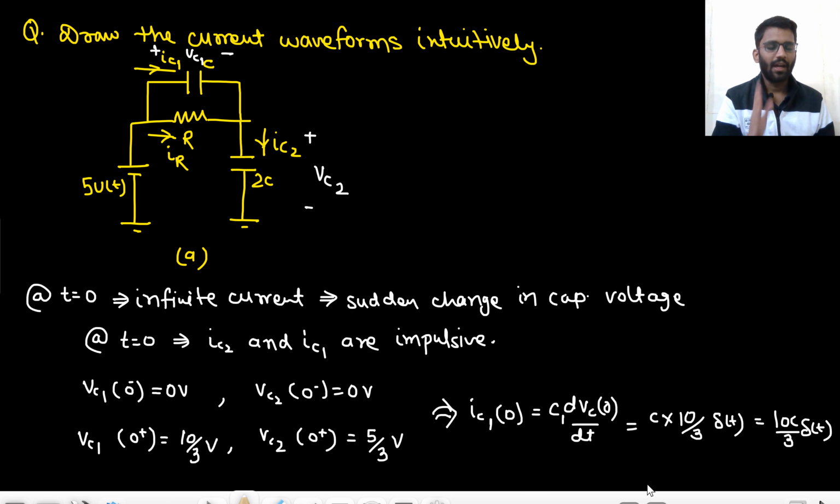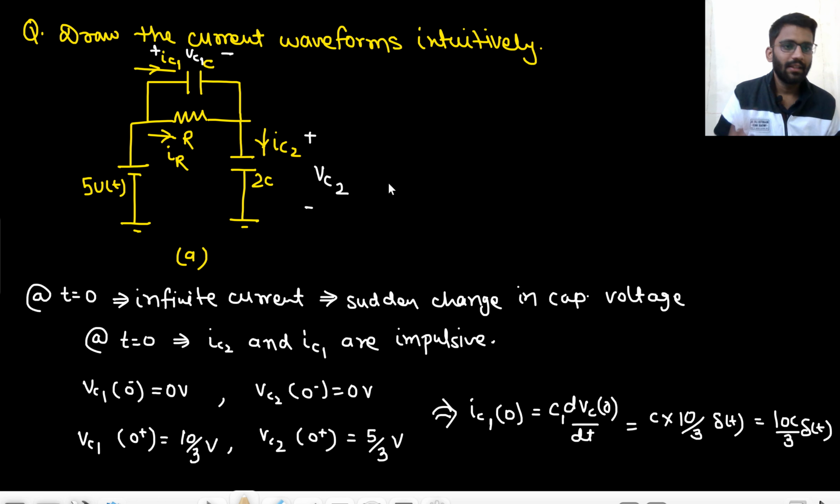Are you getting my point? How did I write the current at t equals to 0? This is not the current at t equals to 0 plus. Mark my words, the circuit at t equals to 0 plus will look something different. This is the current at t equals to 0. At t equals to 0, the complete circuit is shorted. That means there is infinite current flowing, and because of this infinite current, the current is impulsive.